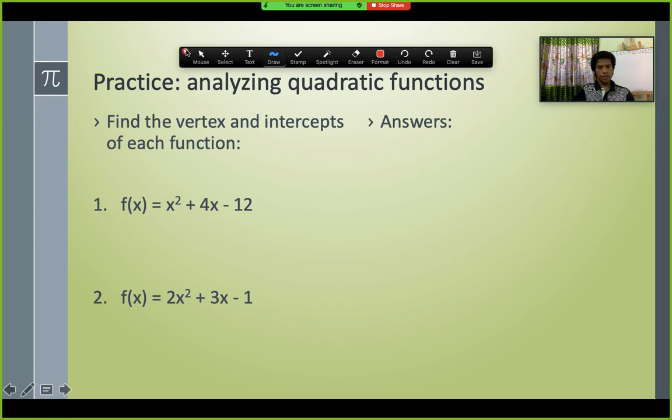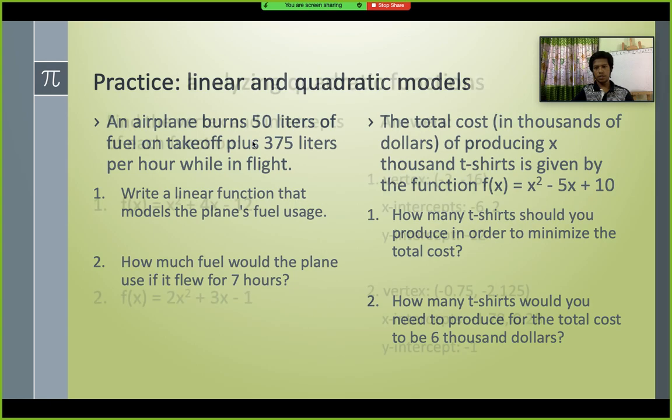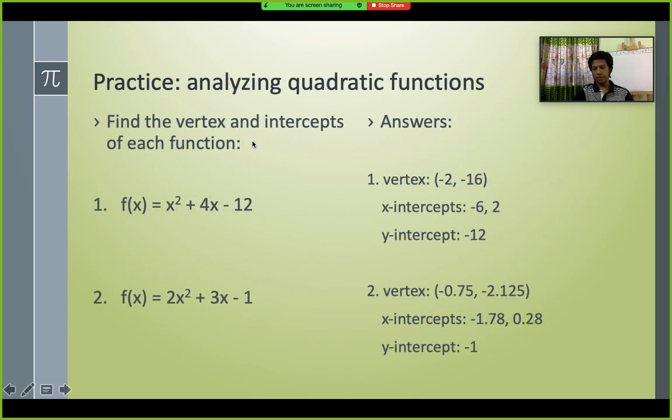So the answers are this. These are the answers for these two maths. The final calculation, if you do, then the answer will come this way.